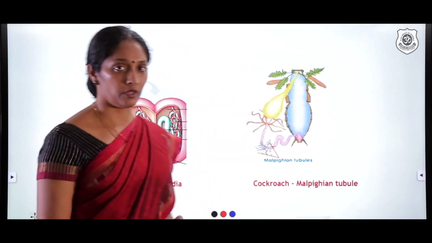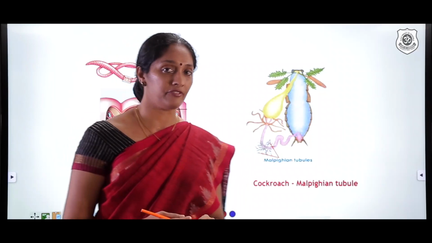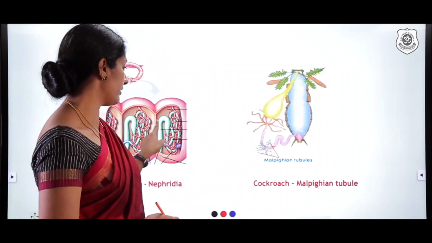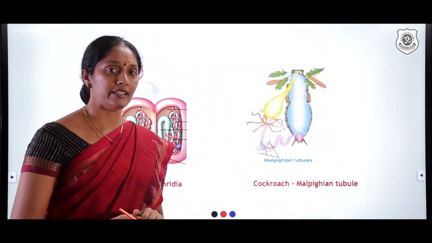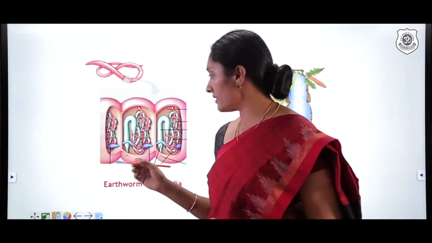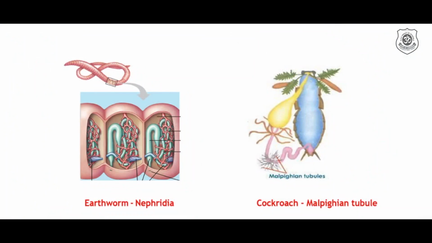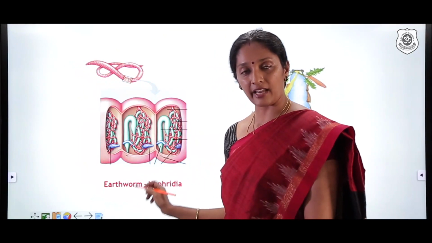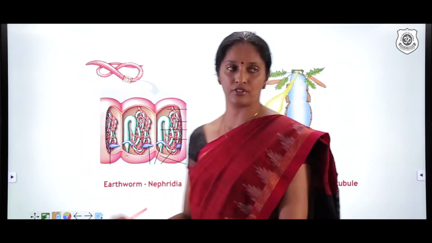Now coming to earthworms. Earthworms have nephridia, arranged in a segmental fashion. You can see the green color structure there. That is the nephridia, and there are pores present here. These pores are nephridia pores through which the excretory material will be given out into the environment. So nephridia is present in earthworms. It's an annelid and it helps in excretion.